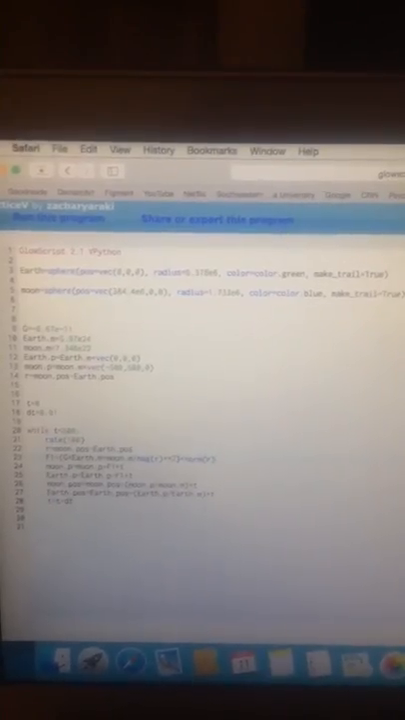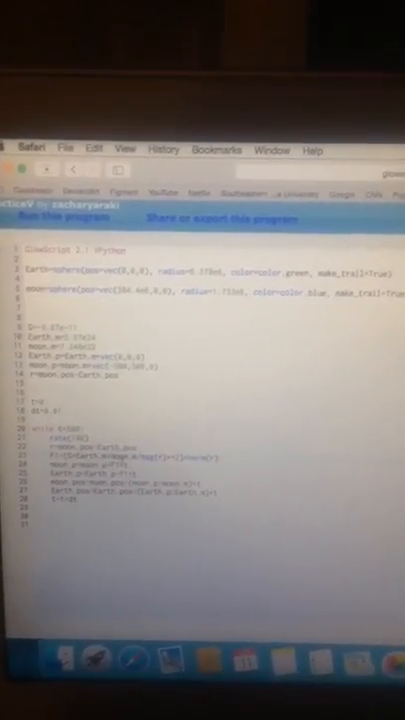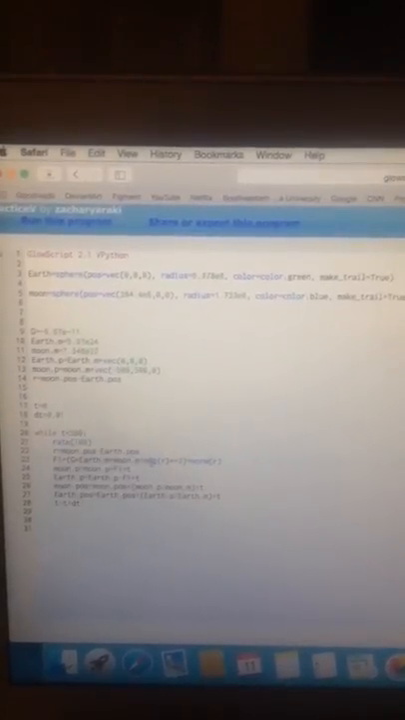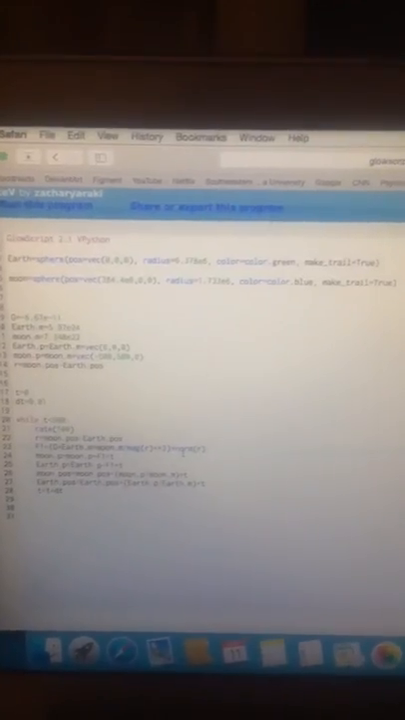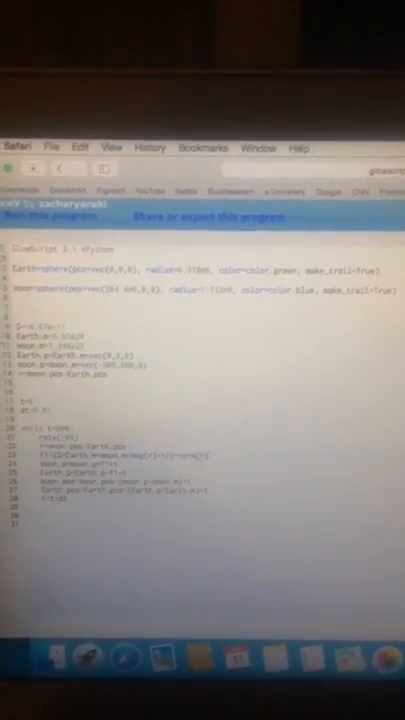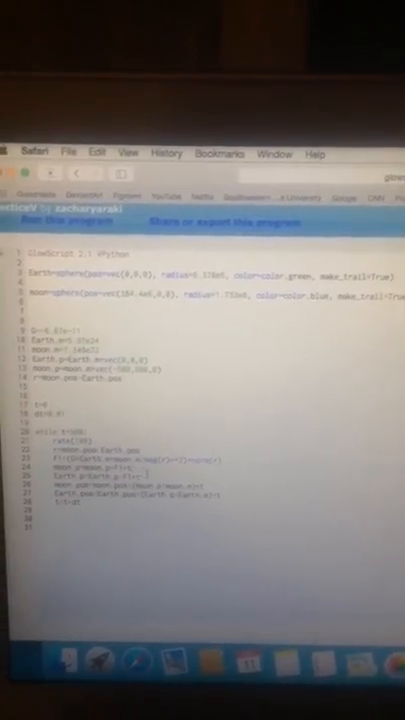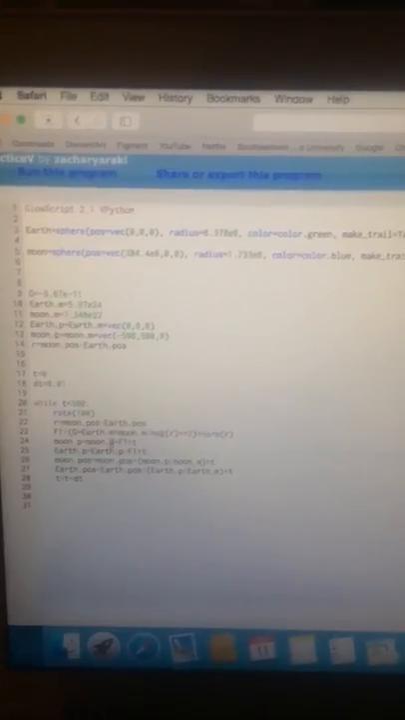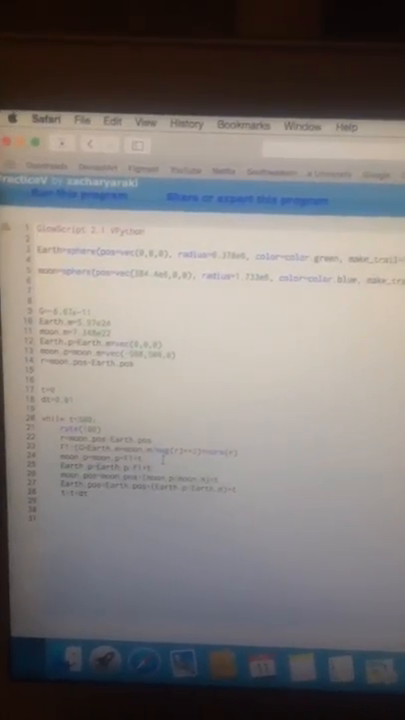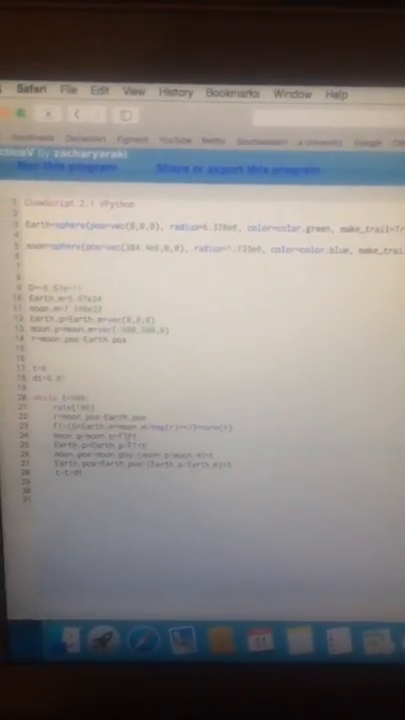Calculate the force of gravity: big G times the mass of the Earth times the mass of the moon over the magnitude of r squared times r hat. We calculated the momentum of the moon and of the Earth. Each is just the initial momentum plus the force times time.